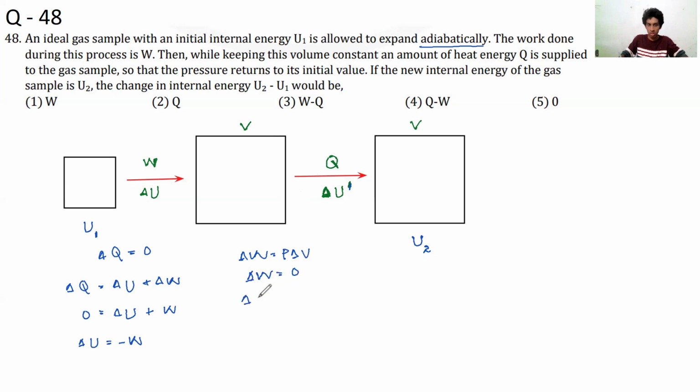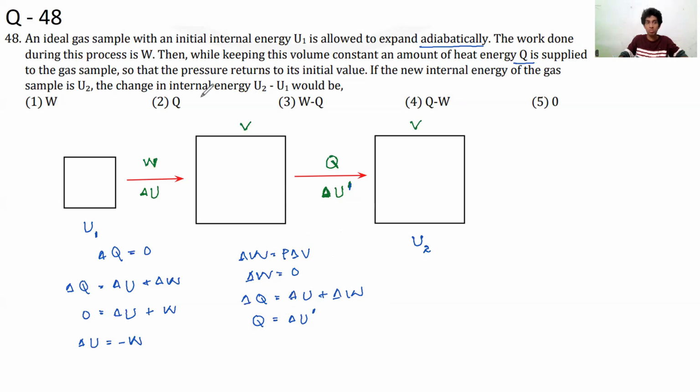So now we can apply delta Q is equal to delta U plus delta W for the second process. They have mentioned that the amount of heat energy supplied is Q, therefore Q is equal to, so here I'll take the internal energy change as delta U dash, and delta W is 0. Therefore delta U dash is equal to Q.